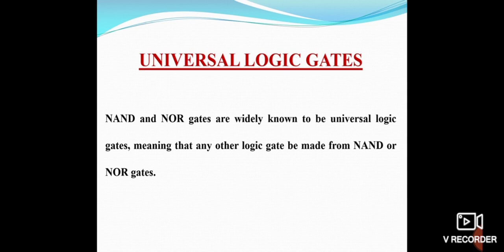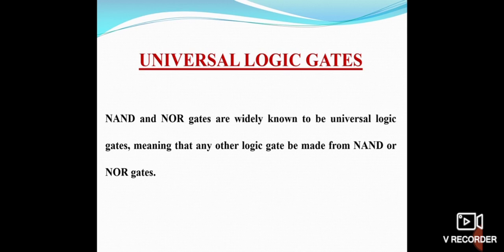Last class we discussed basic logic gates, AND gate, OR gate, NOT gate, their logic representation, truth table, switch representation, and also construction of OR gate and AND gate using diodes and NOT gate using transistors. Hope you all understand these topics. Now moving on to our next new topic, universal logic gates.